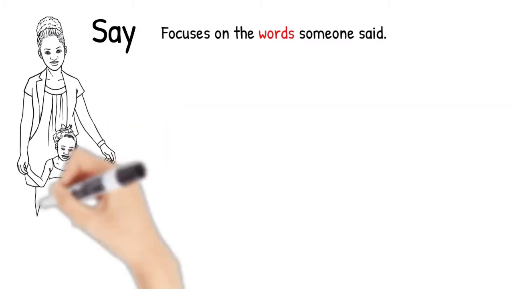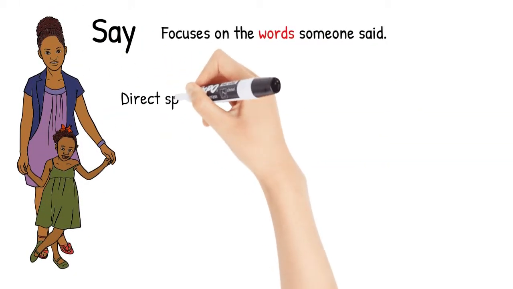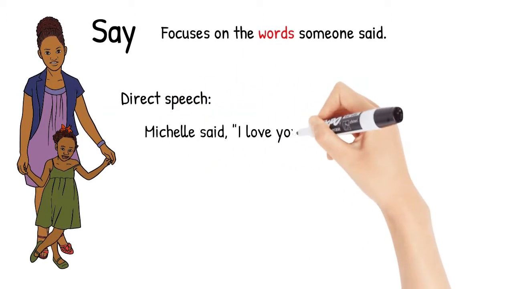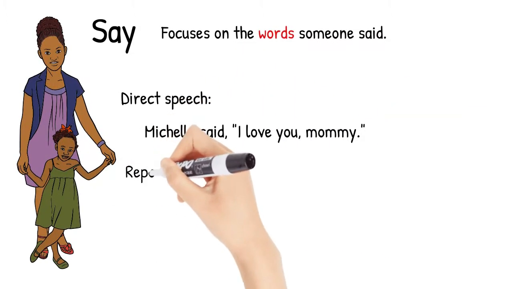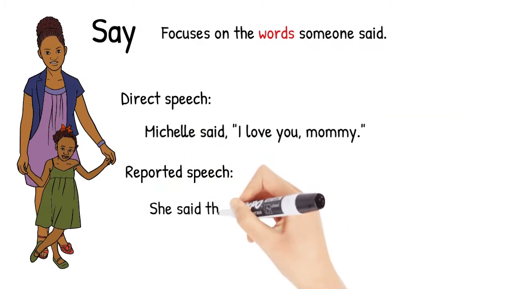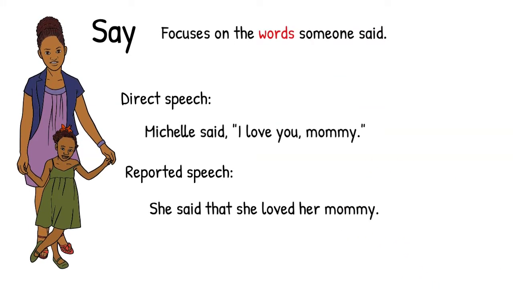So you just learned that say focuses on the words someone said. Let's look at an example more closely. Direct speech. Michelle said, "I love you, Mommy." Turn that into reported speech and it looks like this. She said that she loved her mommy. So you notice that the verbs are in the past, said and loved, and the pronoun changes. Michelle changes to she and you becomes her mommy.